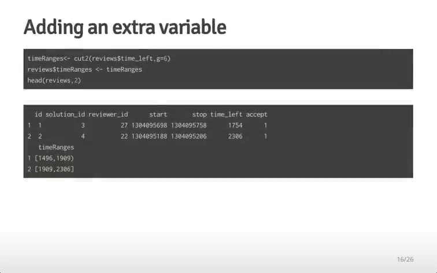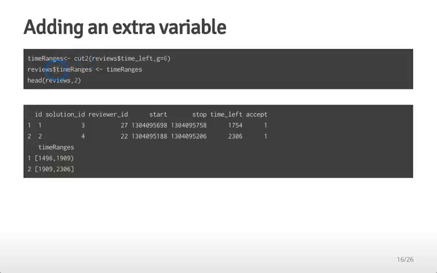So you might want to add this extra variable to your data set. When you're doing data munging, sometimes you'll create a new data variable either by taking a transformation, or in this case by breaking a quantitative variable up into a qualitative variable that is defined by ranges. And sometimes you want to add that to your data frame. So what you can do is define this time ranges variable by applying the cut2 function.